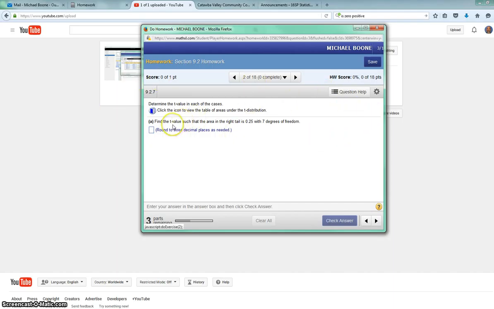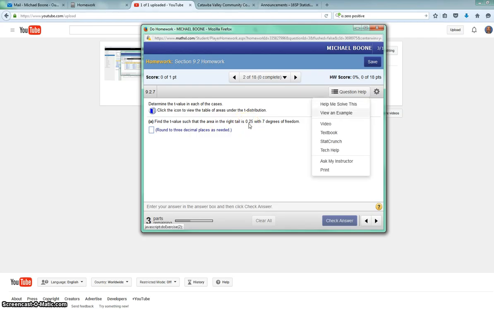But t-values are more precise of a distribution when we don't know the population standard deviation. So in this, they talk about the t-values in each case, areas under the t-distribution, so very similar to the normal distribution. Except now we have this degrees of freedom term, which is just your sample size minus 1. So if it says it has 7 degrees of freedom, that means the sample size was 8. So again, a small sample size. And the area in the right tail is 0.25.